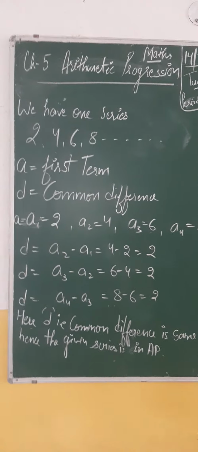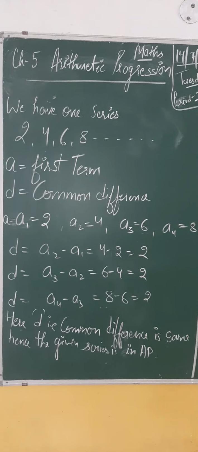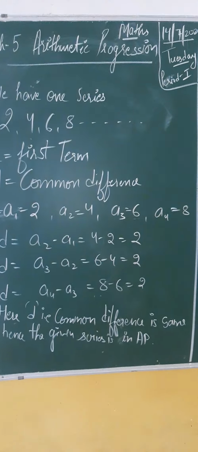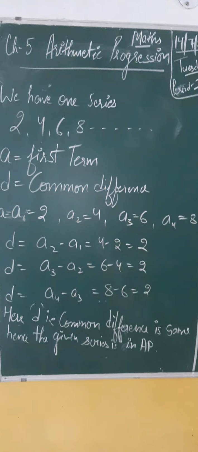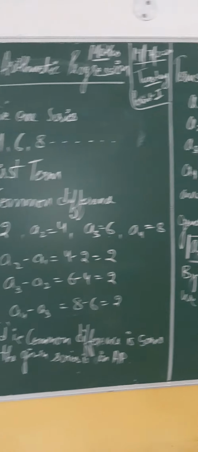Now, the first term is given to us, the second term is given to us, the third term is given to us, the fourth term is given to us. But what to do if we have to find the terms of the series? When we have to find the term of the series, what will we do? Now see.